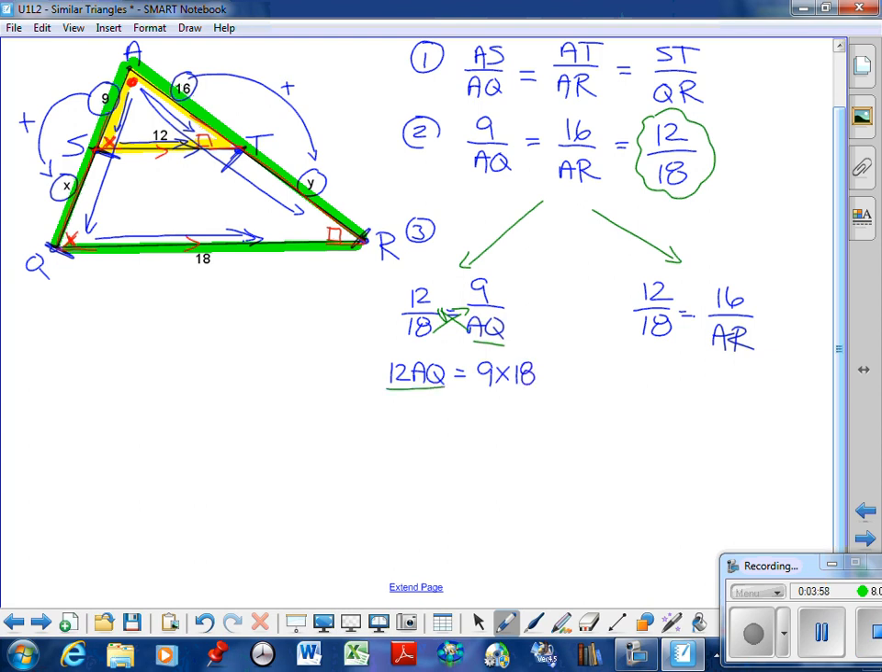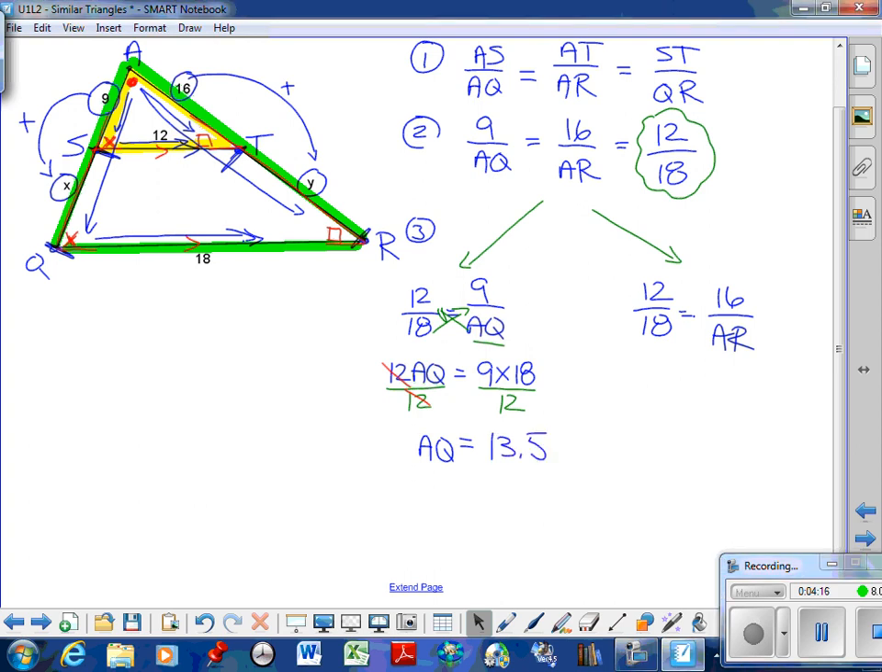Divide both sides by 12. Why am I doing that? Because the 12 and the AQ are multiplying. The opposite of multiplying is dividing. So that tells me that AQ is equal to 13.5.